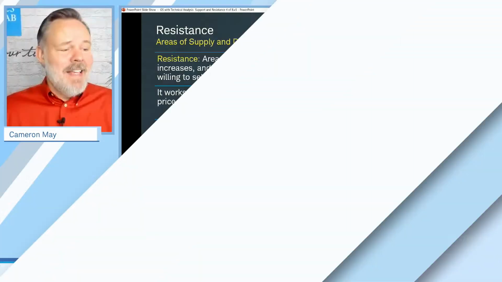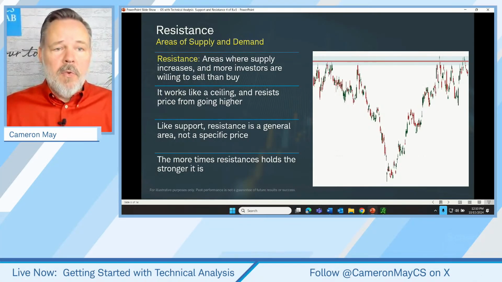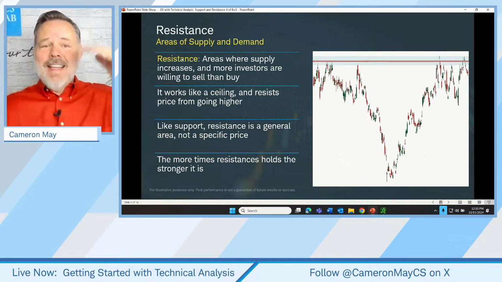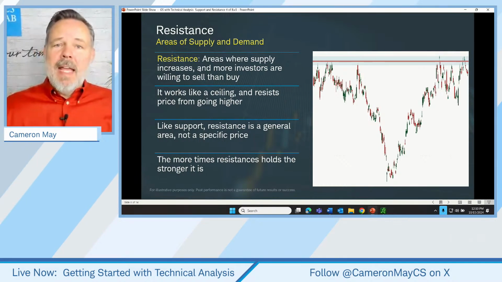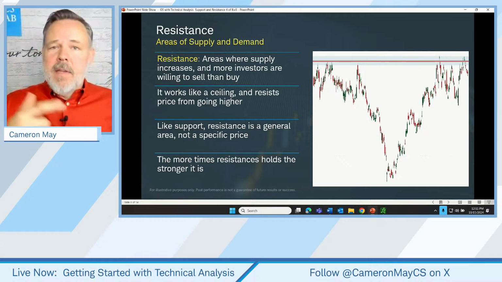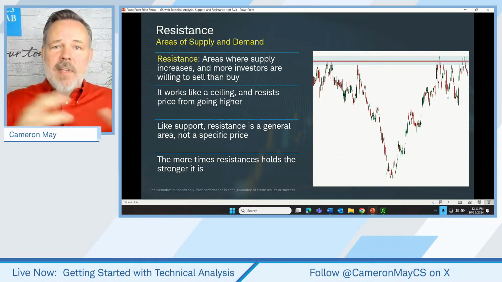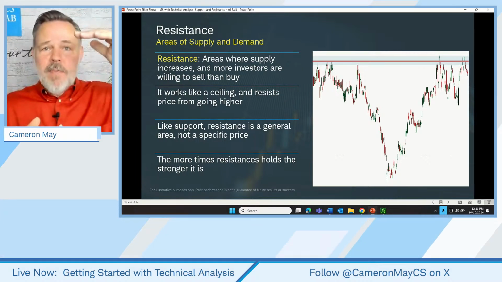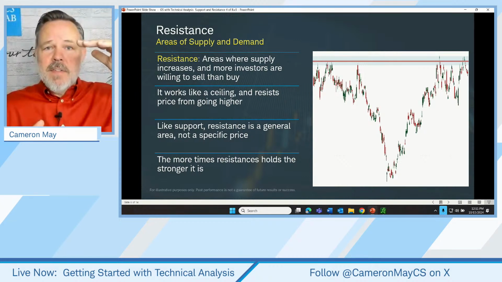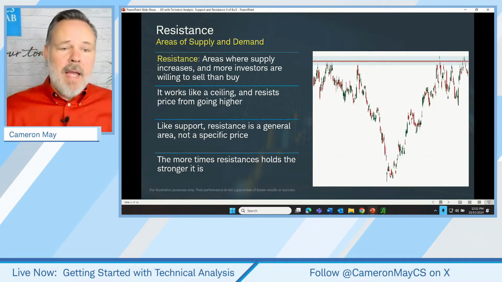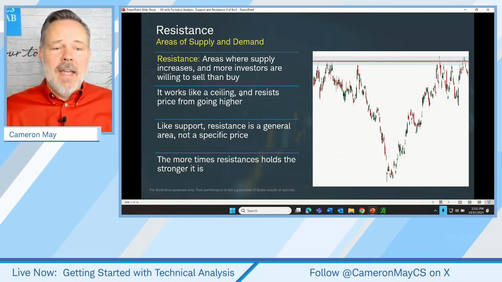What about price ceilings? What about resistance? Again, we're talking about areas of supply and demand, but in this case, resistance or a price ceiling is an area where supply increases and where more investors are willing to sell than to buy. Now, what might be the conditions where there might be more sellers than buyers? Well, maybe prices have risen for a while. That can be more attractive for selling, maybe less attractive for buying, but this can work like a price ceiling, and it resists price from going higher.